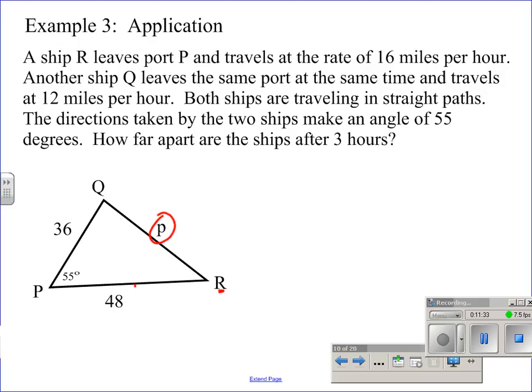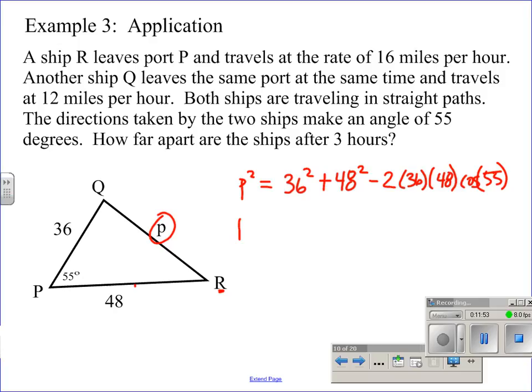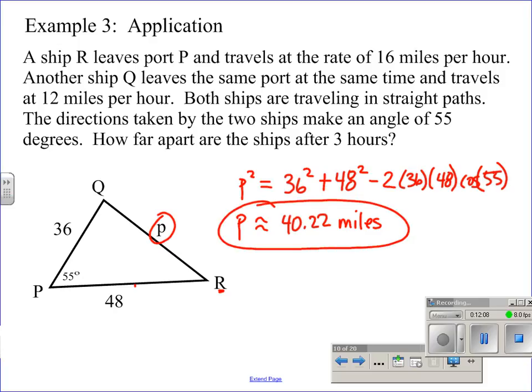And so then we're going to use that P squared is going to be 36 squared plus 48 squared minus 2 times 36 times 48 times the cosine of 55. Okay, we are going to simplify that, and once we do, we end up finding out that P is approximately 40.22, and that's going to be 40.22 miles that we get after 3 hours. And here's our answer. Okay, let's move on to the next example.